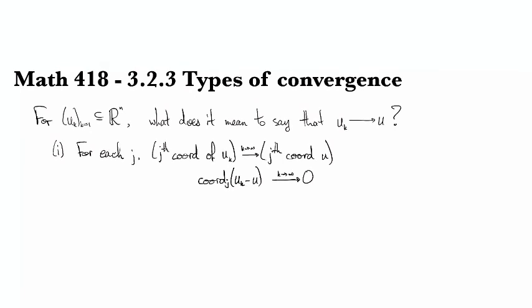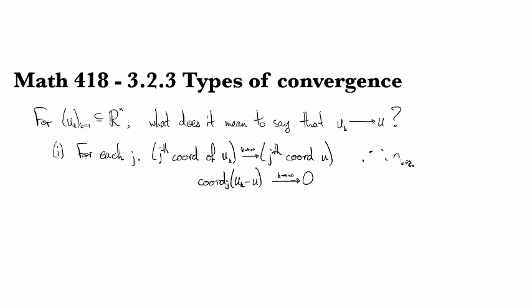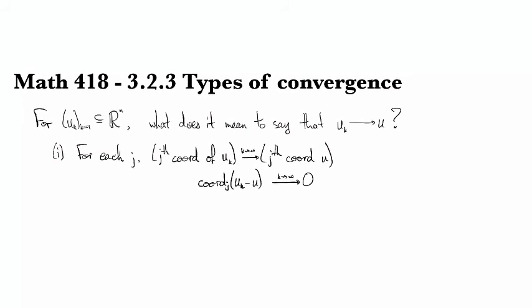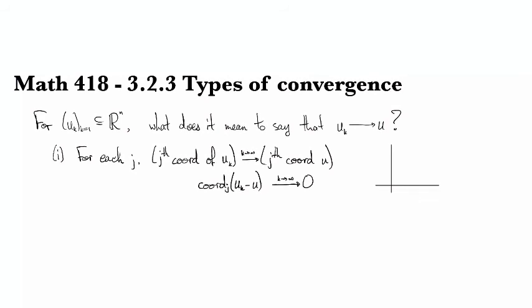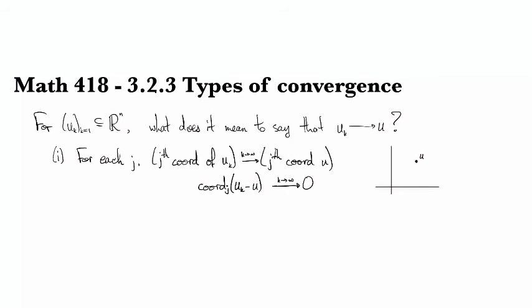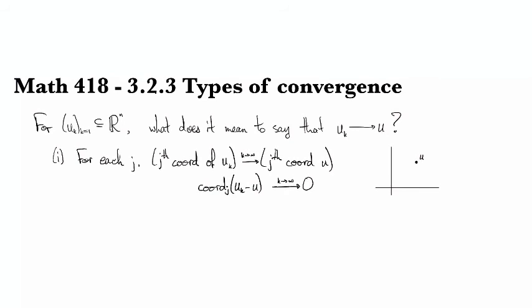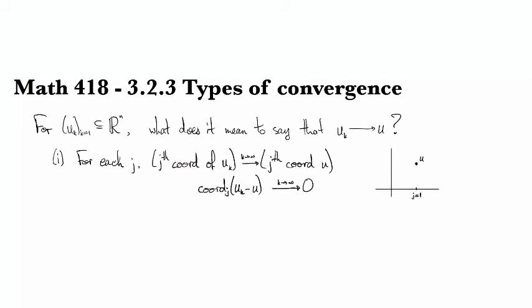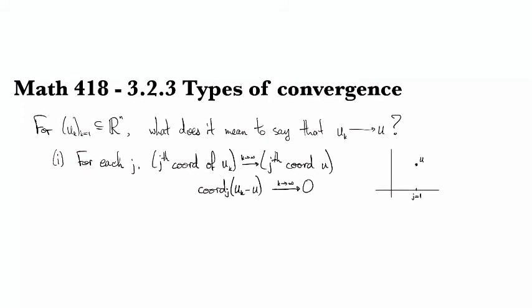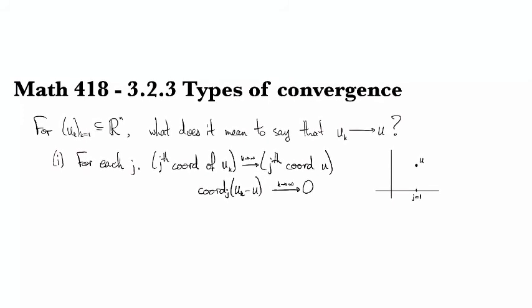Well, let's see. We're looking now at a sequence of vectors converging to some point in Rn. Let me draw some coordinate axes and make the picture a little bit prettier here. We'll just do it in R2. So we'll take some point here. This is going to be our u. And if we want to determine whether or not some sequence is converging to it, let's first pick our coordinate, j equals 1.